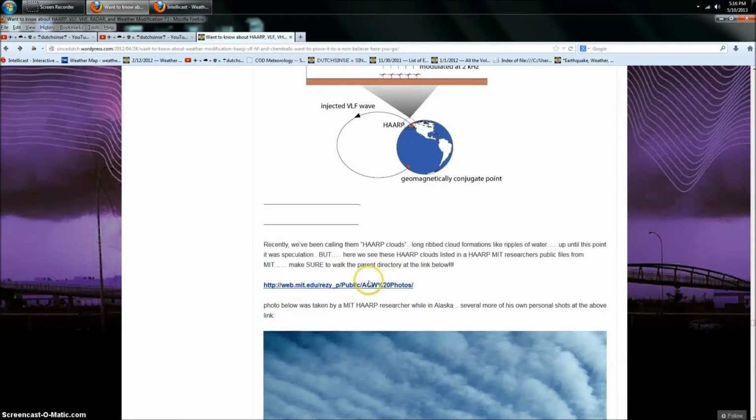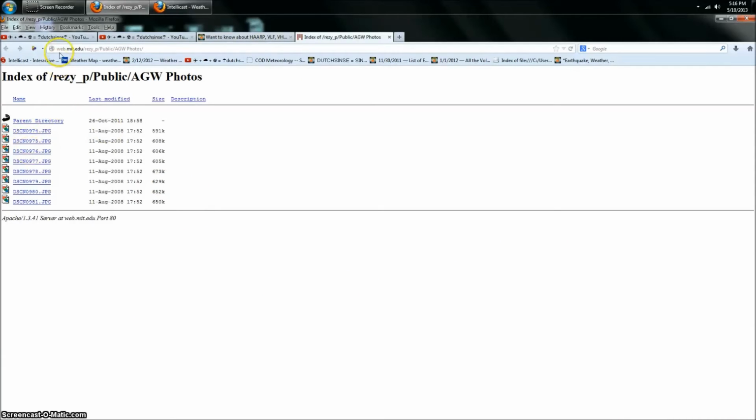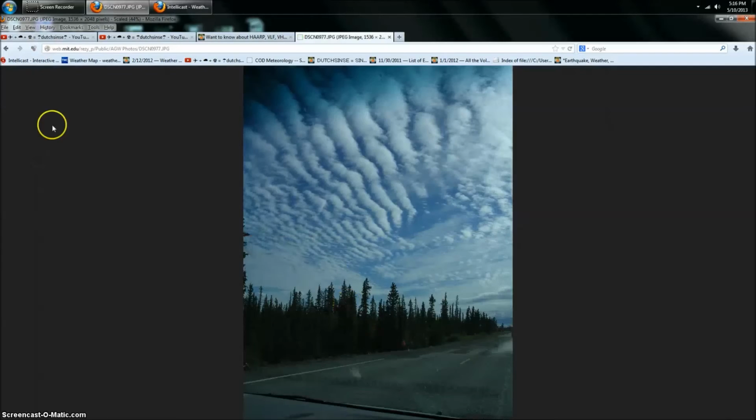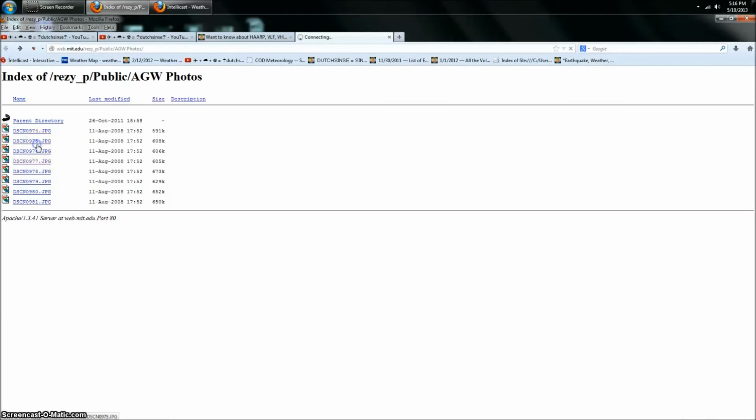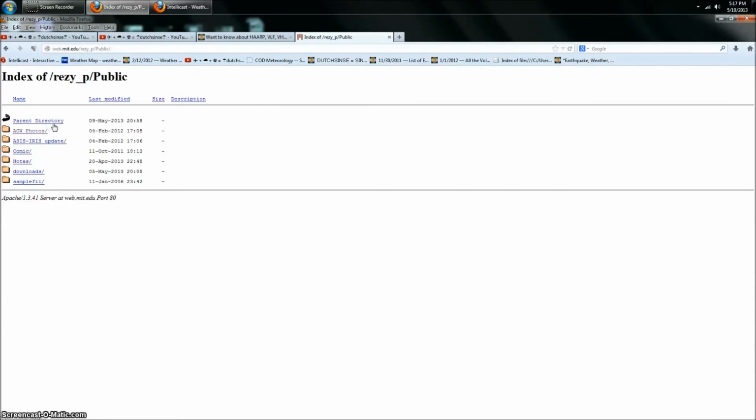Here's an MIT researcher. You can come over here. We got into his back-end page. It's still open. He's got pictures in there from when he went to Alaska. And look what he's got pictures of. Okay, he's a HAARP researcher, went to Alaska to work at HAARP. And here it is in his parent directory, and you can go browse the parent directory to see all his stuff.